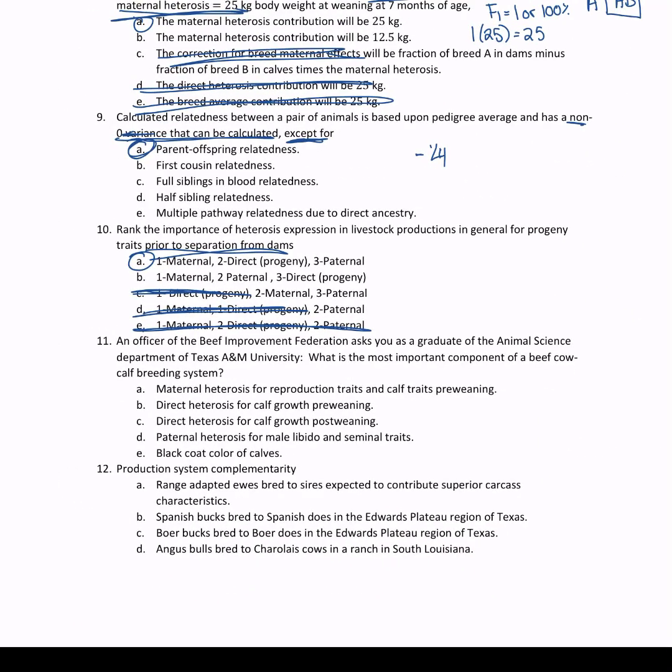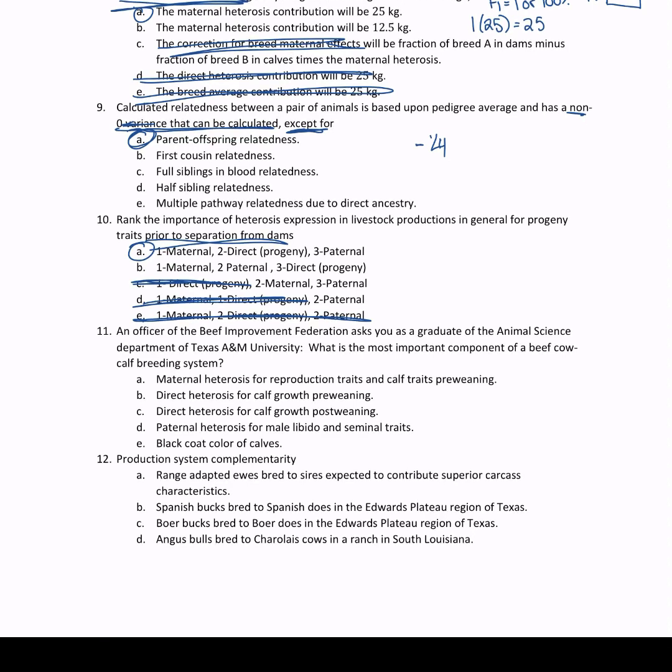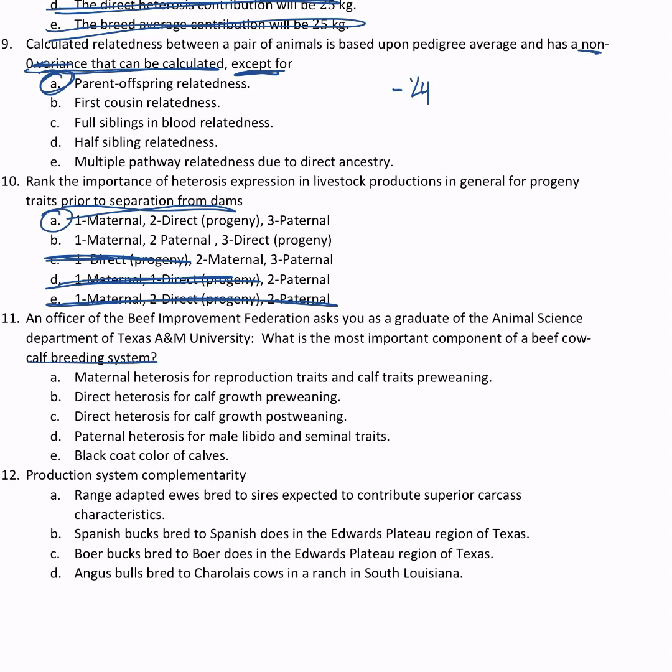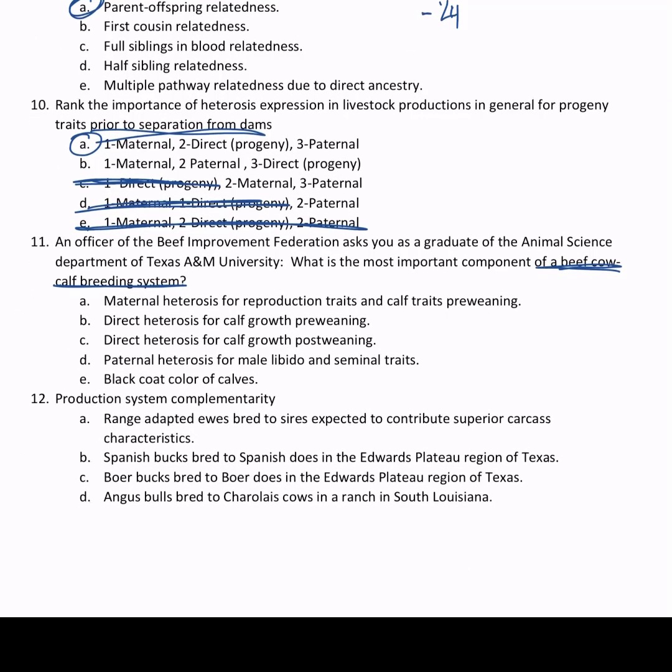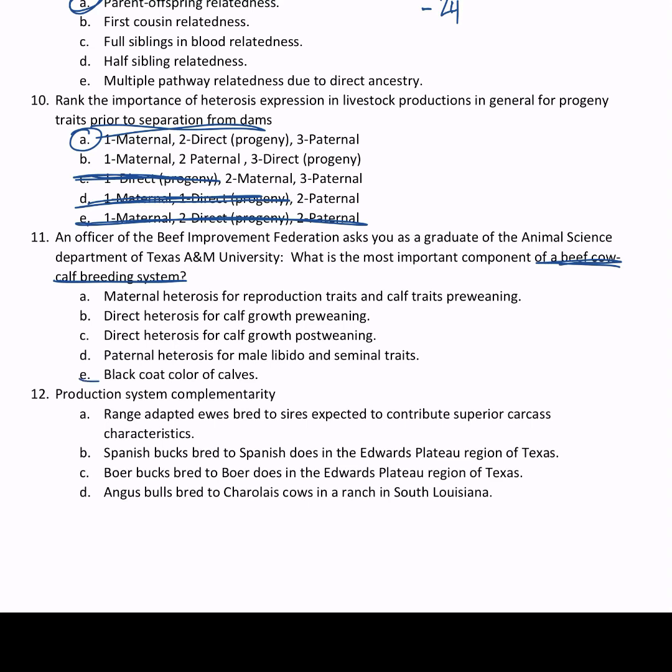Moving on to number 11. An officer of the Beef Improvement Federation asks you, as a graduate of the Animal Science Department at Texas A&M University, what is the most important component of beef cow-calf breeding season? Some people may think it's black coat color of calves, but that is not the case. While direct heterosis is important, we know that maternal heterosis is incredibly important for reproductive traits and calf traits pre-weaning. Reproductive traits respond tremendously to heterosis and crossbreeding. So the correct answer choice is A.